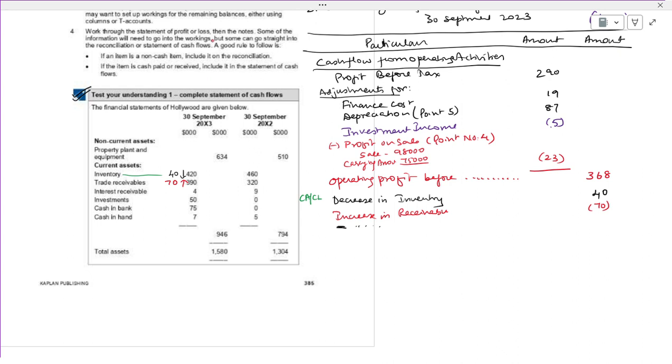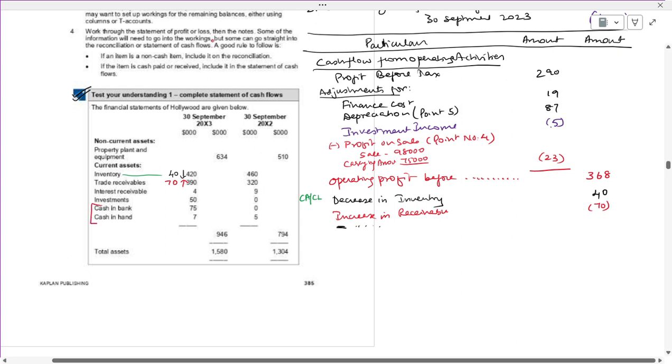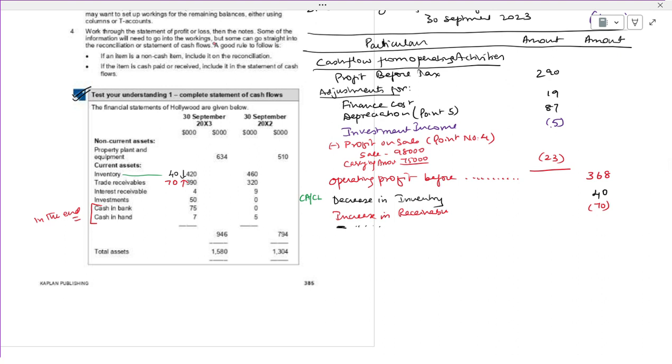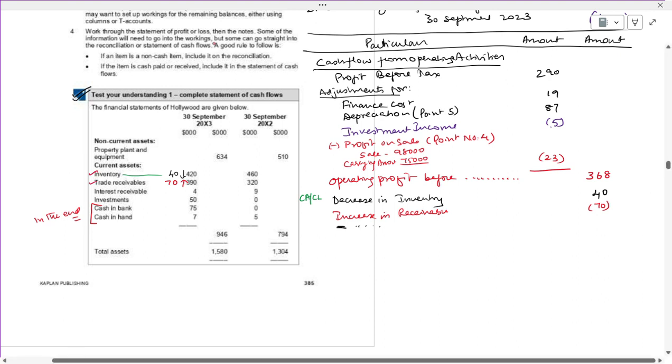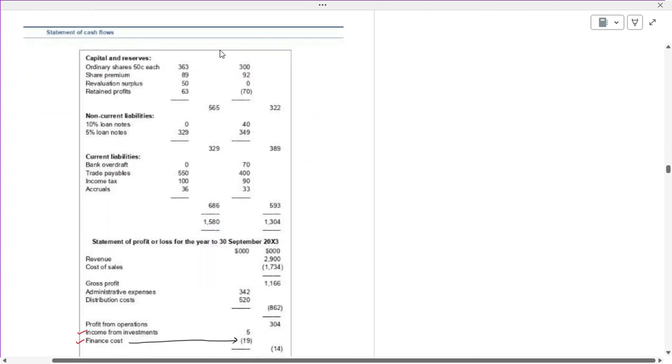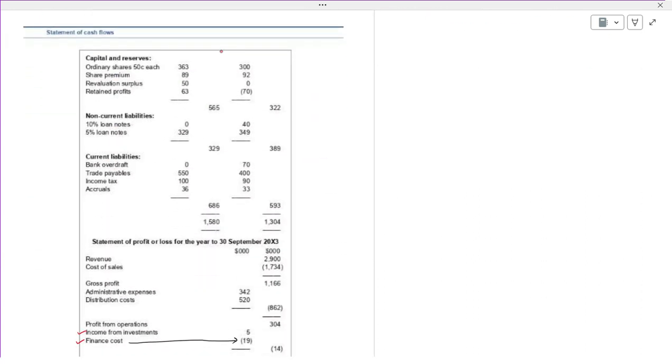Next, interest receivable we will take after that. We are not concerned about interest receivable. Investments also we will take in investment activities. Cash in bank and cash in hand we will never take now; we will take them in the end. We have completed inventory. We have completed trade receivables. Next, go to the current liabilities, trade payables.